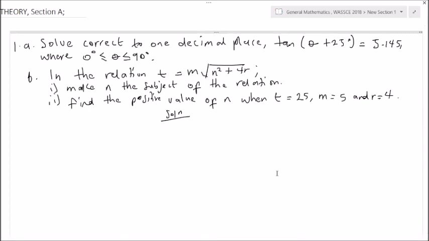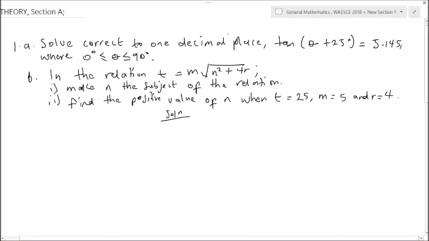In this video tutorial, we will look at question 1 of WASSCE 2008 General Mathematics. Question 1A: solve, correct to one decimal place, tan(theta plus 25 degrees) is equal to 5.145, where the angle theta is less than or equal to 90 degrees and greater than or equal to 0 degrees. So let's look at the solution.